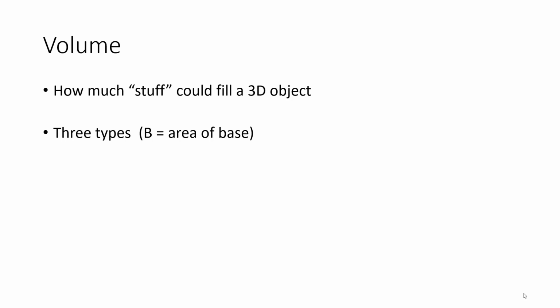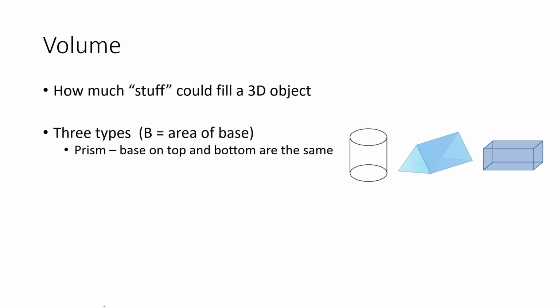We're going to often see this capital letter B. This capital letter B is always going to represent the area of the base. The base can be lots of different shapes, and we already know how to find the area of various shapes. B is the area of the base. So the first type of volume formula is for some type of prism.